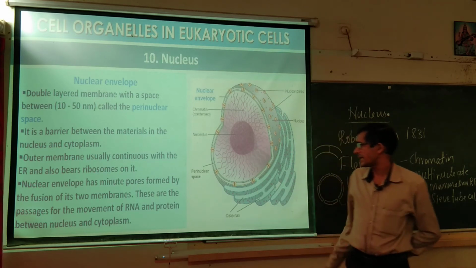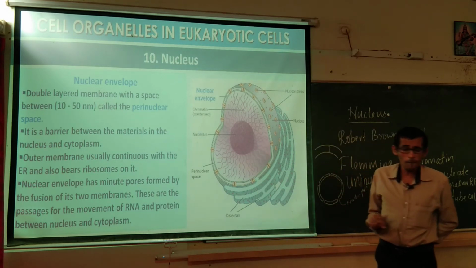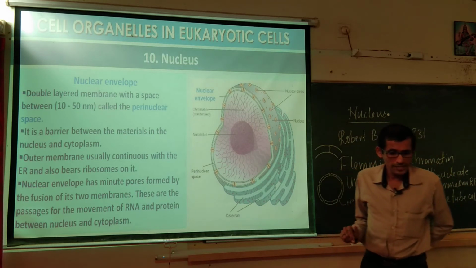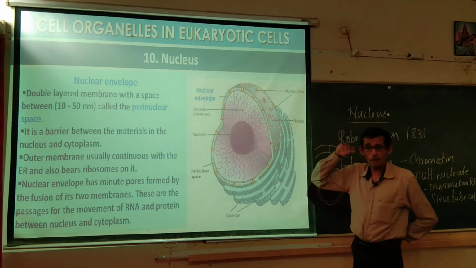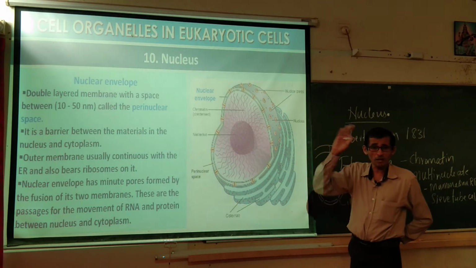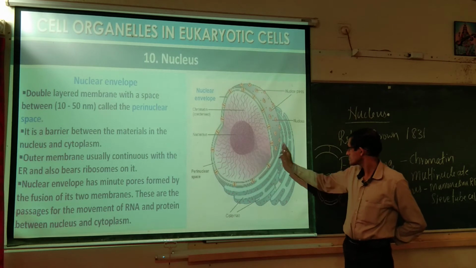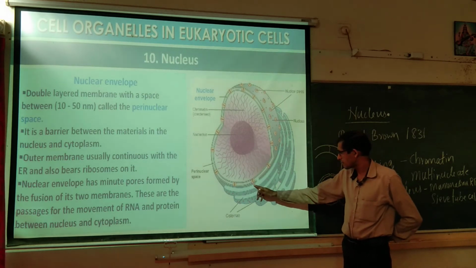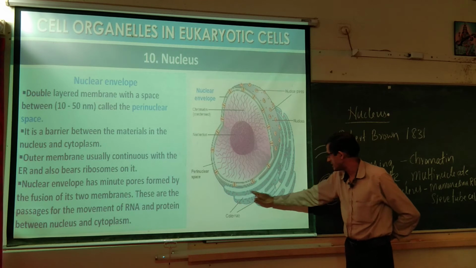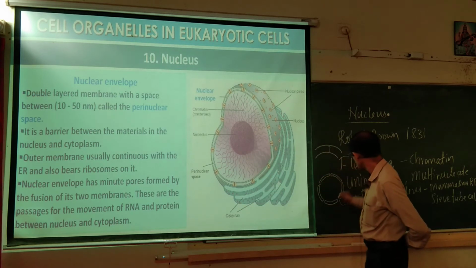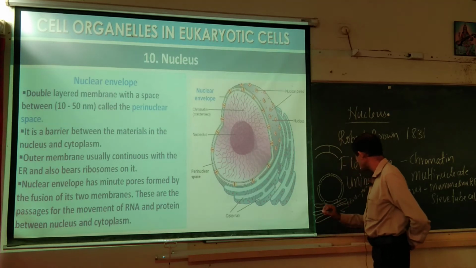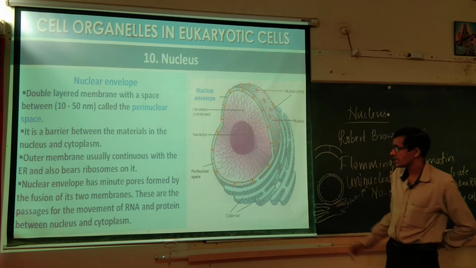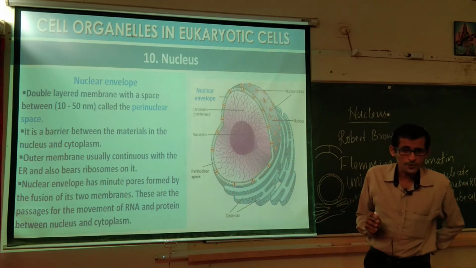And the outer membrane is usually continuous with the endoplasmic reticulum and bears ribosomes on it, that we already studied when we were studying about the endoplasmic reticulum. It is the extension of the outer nuclear membrane. So, the outer nuclear membrane is going to show the extension of endoplasmic reticulum. See, from here the endoplasmic reticulum starts like this. So, it is the extension of the outer nuclear membrane, and where we can observe the ribosomes.